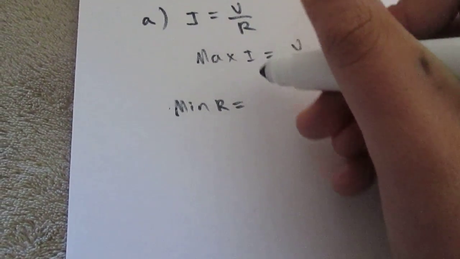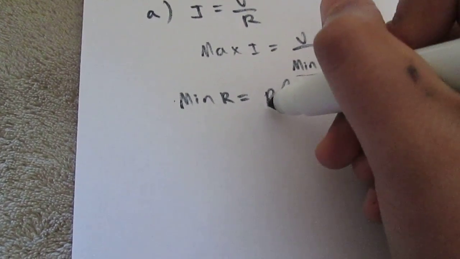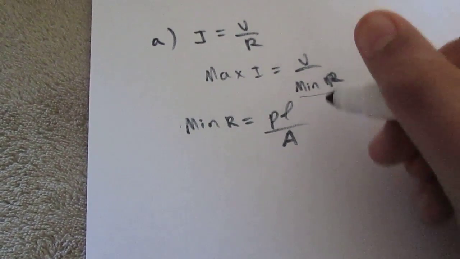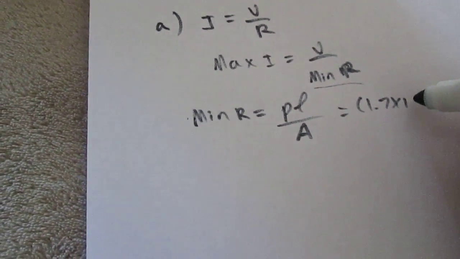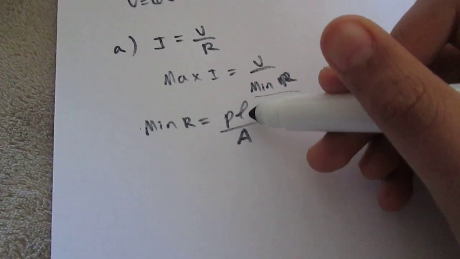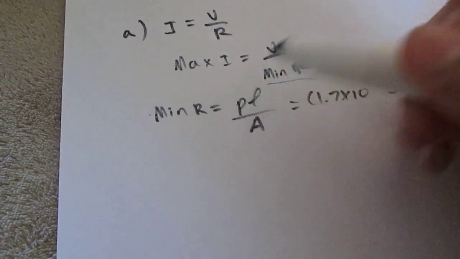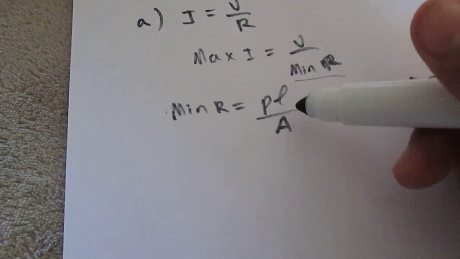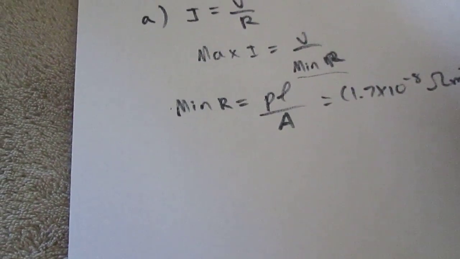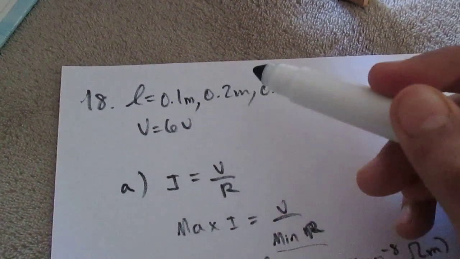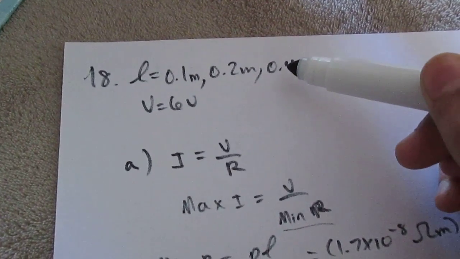So the minimum R is equal to the resistivity times length over area. We're given that this wire is copper, so we know its resistivity is 1.7 times 10 to the negative 8 ohm meters. For the minimum resistance, we need the lowest length possible and the highest area possible. So the lowest length possible is 0.1 meters, and the highest area possible is 0.2 meters times 0.4 meters, which is 0.08 meters squared.